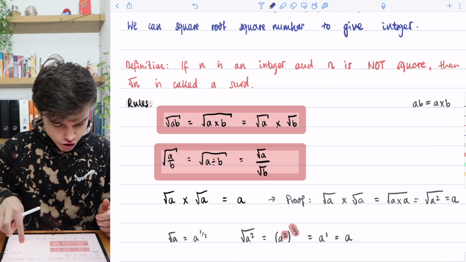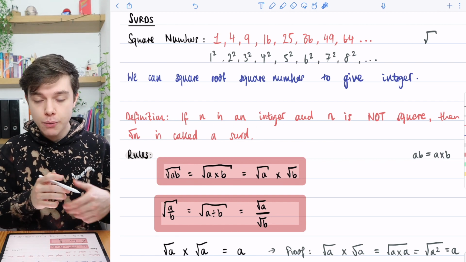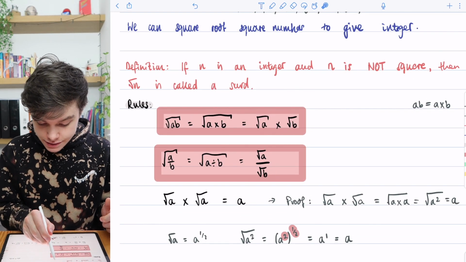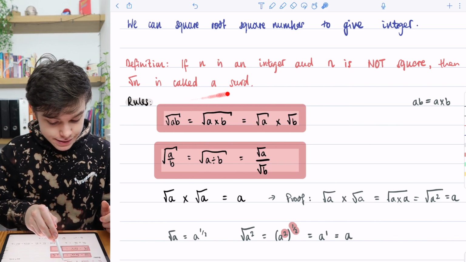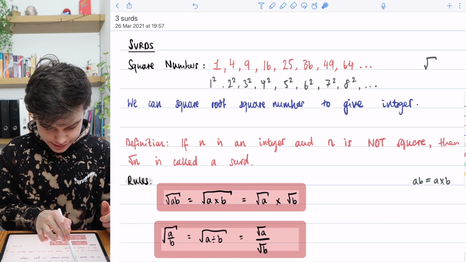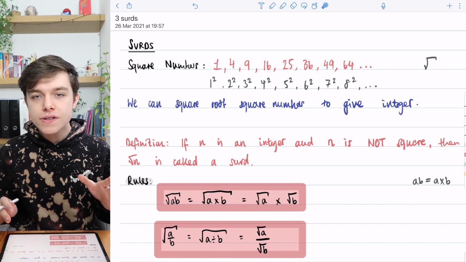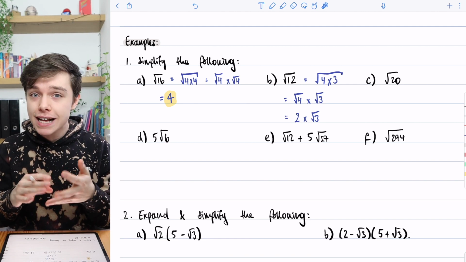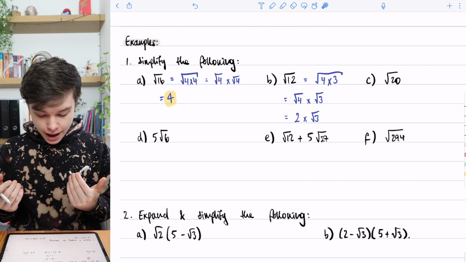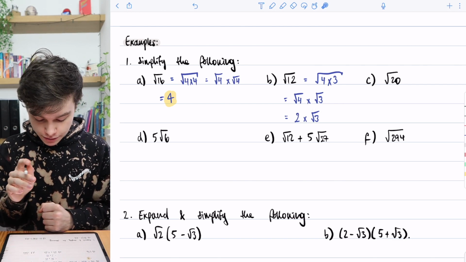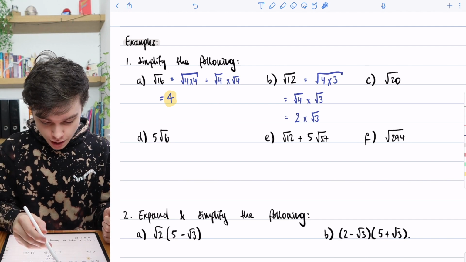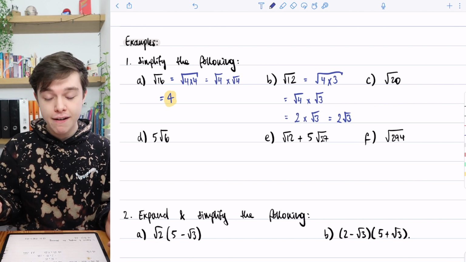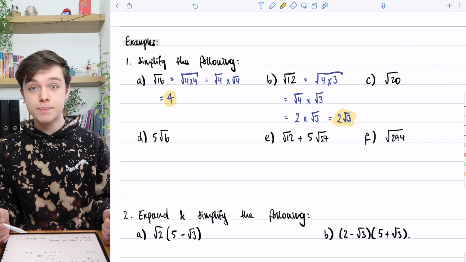Now I'm going to go back up to the definition of a surd. If n is an integer, and here we're dealing with 2 times root 3, so I'm thinking about simplifying root 3. If n is an integer and n is not square, then root n is called a surd. Well, 3 is not a square number because we listed them here, and 3 is not in this list. So we're not able to simplify 3. And the reason we can't simplify 3 is because 3 is prime. Only itself and 1 go into 3, so we're not going to be able to get a square number that goes into 3. Okay, so all we can do is give 2 root 3. And that is our final answer, because like I said, we can't do anything with the 3 because it's prime.